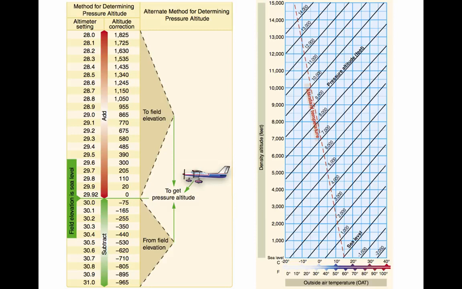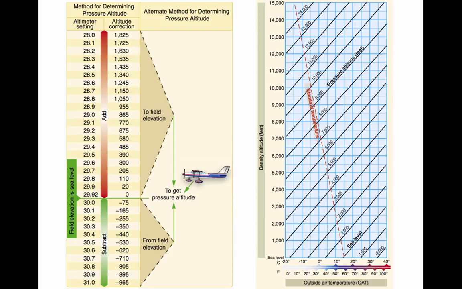Pressure altitude is important as a basis for determining aircraft performance, as well as for assigning flight levels to aircraft operating above 18,000 feet. The pressure altitude can be determined by either of two methods. One, by setting the barometric scale of the altimeter to 29.92 inches and reading the indicated altitude, or two, by applying a correction factor to the indicated altitude according to the reported altimeter setting.